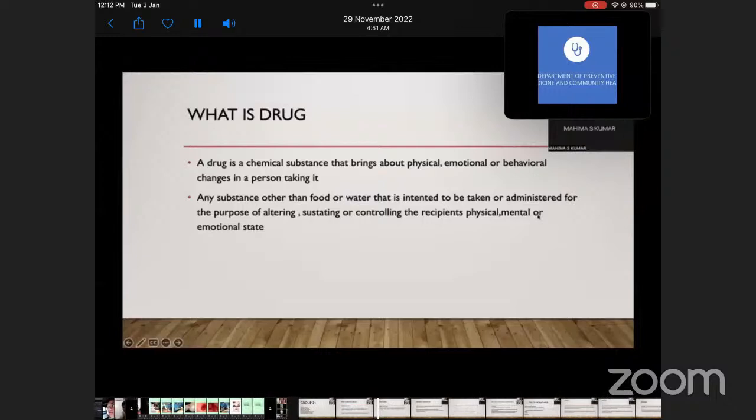What is a drug? A drug is a chemical substance that brings about physical, emotional, or behavioral changes in a person. Any substance which is consumed other than food or water for the purpose of altering, sustaining, or controlling the recipient's physical, mental, or emotional state is considered a drug.